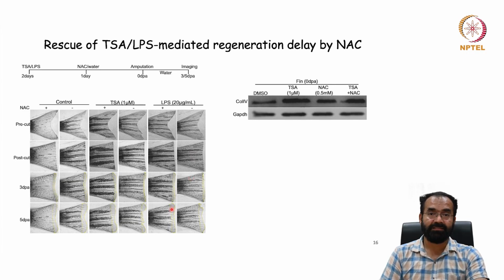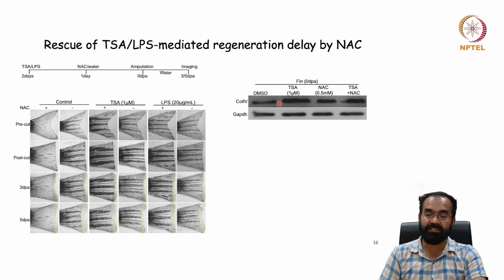But with LPS, with NAC, it rescues. And in the same way with TSA, with NAC, it rescues. But without NAC, with TSA, or without NAC, with LPS, the blastema formed is minimal. So what it tells you is that NAC is acting as a scavenger of the free radicals. So it will sequester away the free radicals and allow less immune response in that spot, so that the pro-inflammatory environment will not be as robust, which favors the blastema formation.